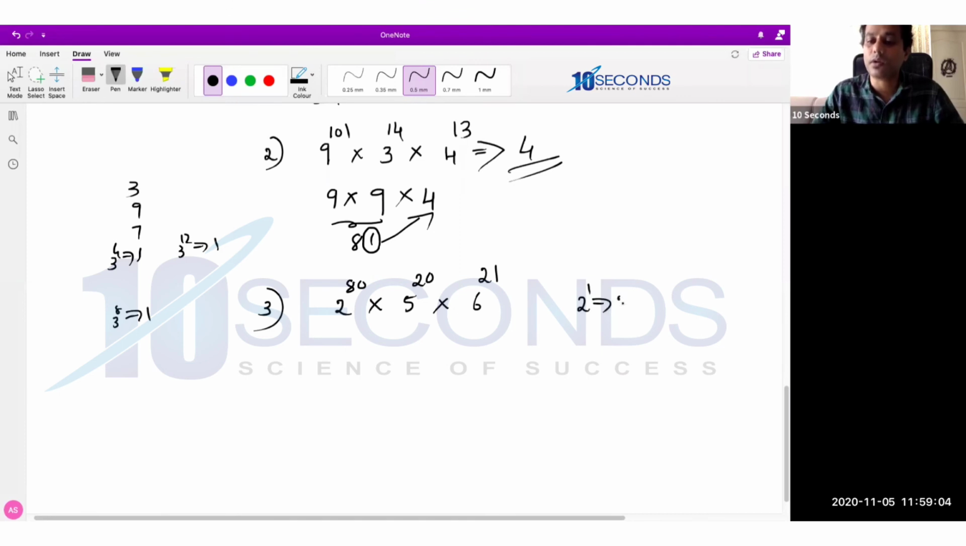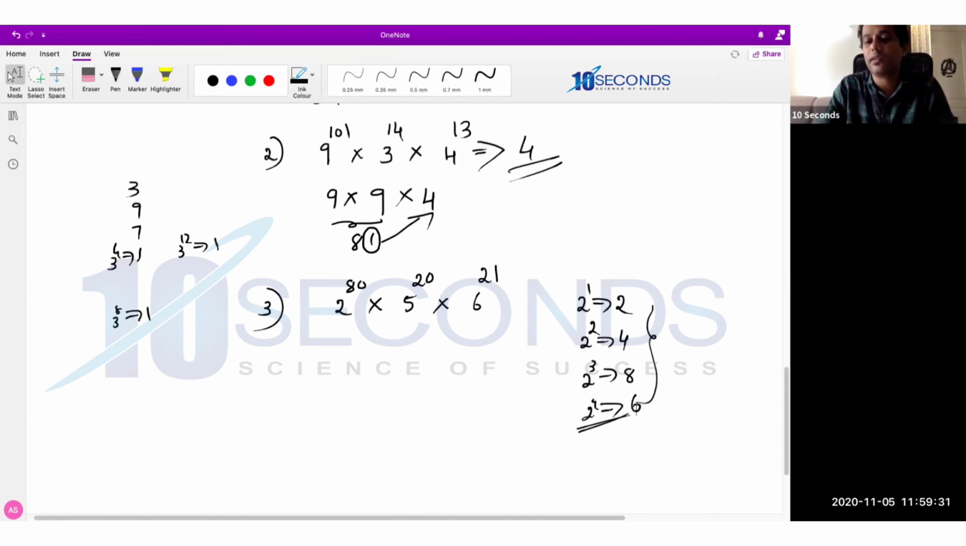2 power 1 ends with 2. 2 power 2 ends with 4. 2 power 3, 4 into 2, ends with 8. 2 power 4: 2, 4, 8, 16. In that you take only 6, not 16, because it is the last digit. Again 6 to the 2, 4, 8, 6. So this is the series 2, 4, 8, 6.